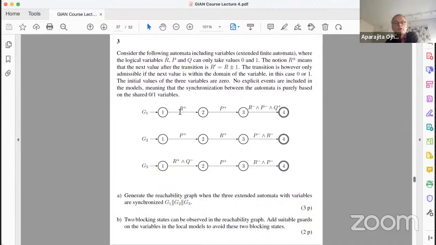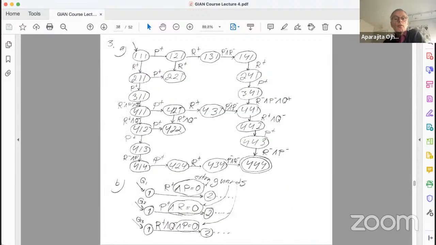So yes, here you have this reverse order booking, which makes it impossible. So first you must make R plus, P plus in the first, or P plus, R plus in the second. And that's exactly what you see here. Then you can continue like this.